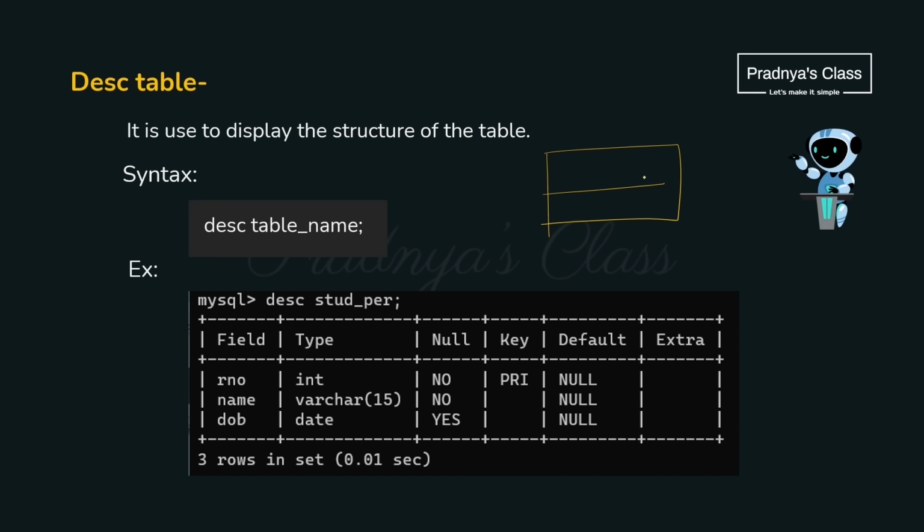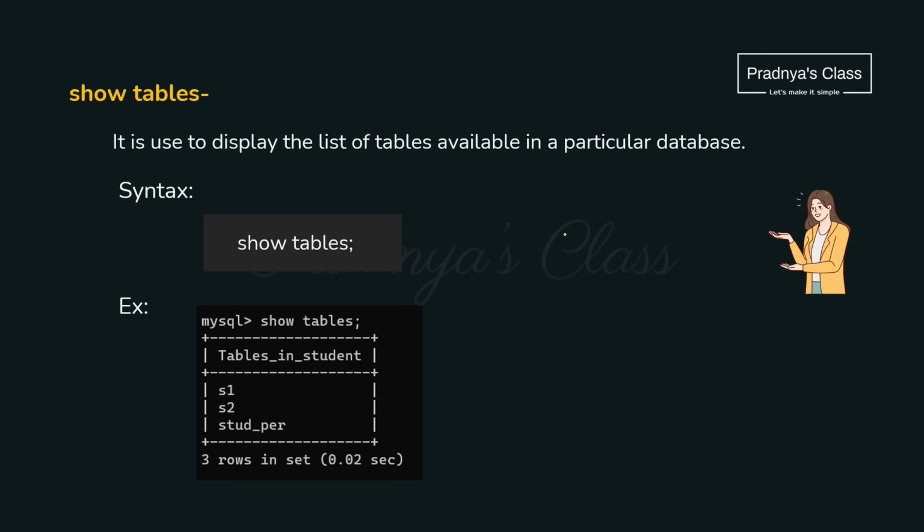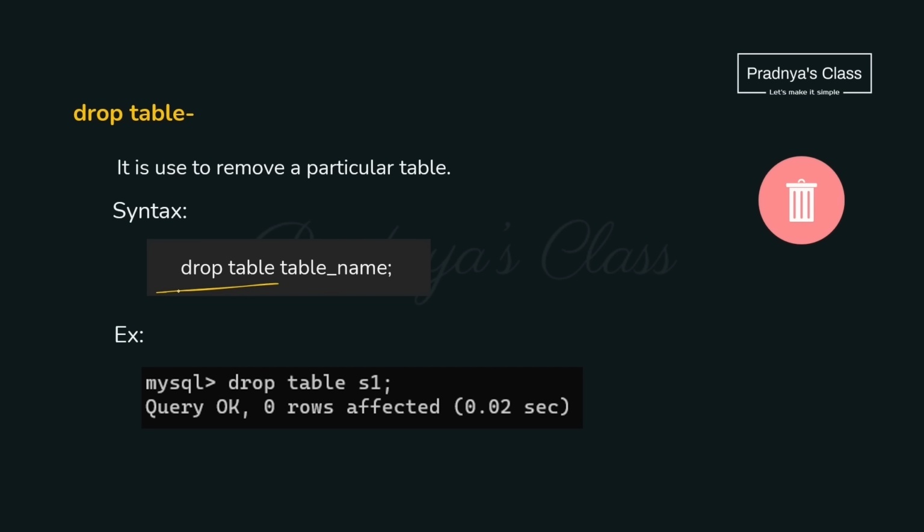If you want to know the details of the table, here is the command desc table name or describe table name. With this you will get the details of all the columns and its data type. Not only that, you will get the details of the constraint. We have show databases command to get the list of databases. In this way we have show tables command. With the help of that you will be getting a list of tables in that particular database. And with the drop table command you can delete the table.